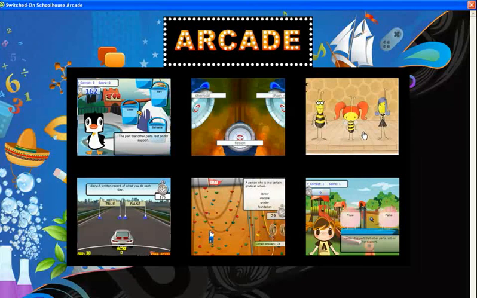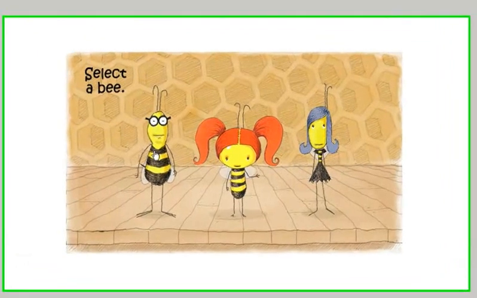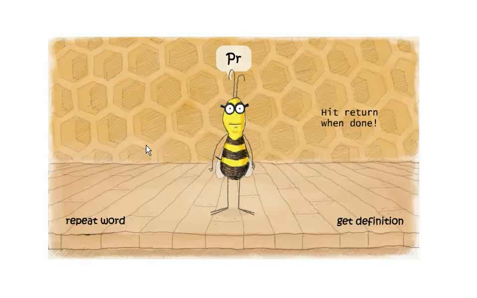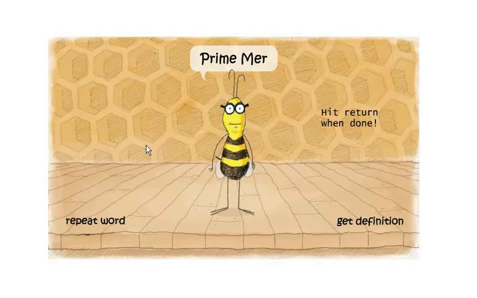in each lesson. Let's take a look at an example. Spell the word prime meridian. P-R-I-M-E space M-E-R-I-D-I-A-N.